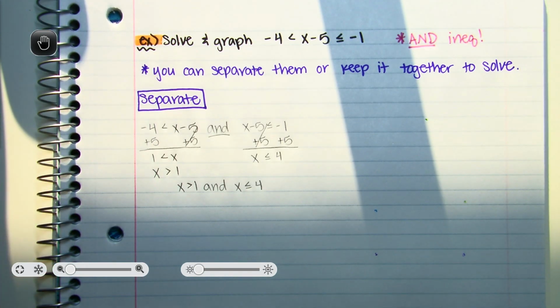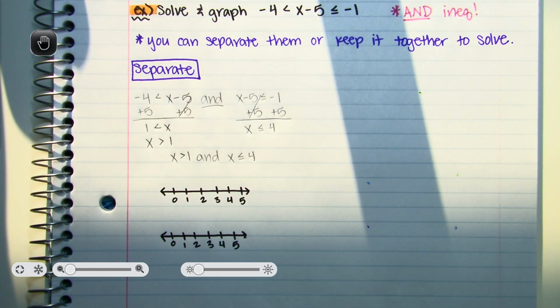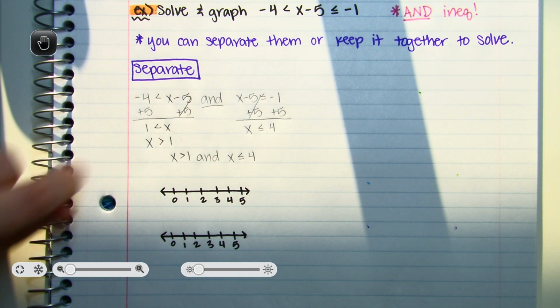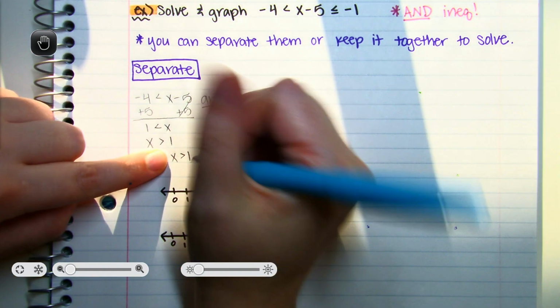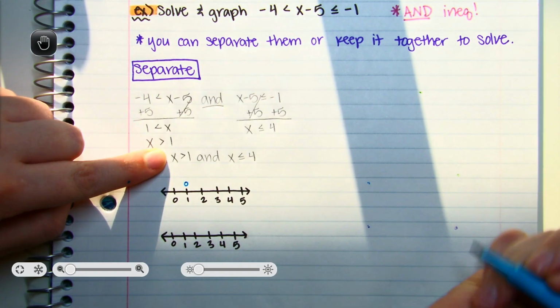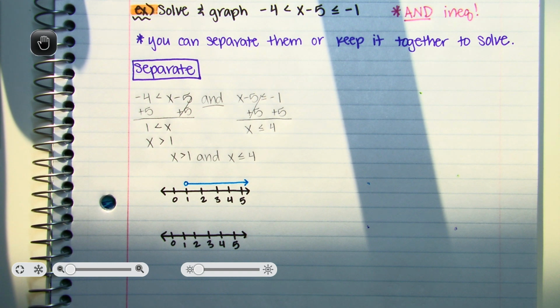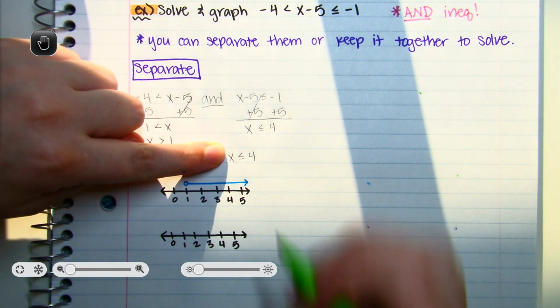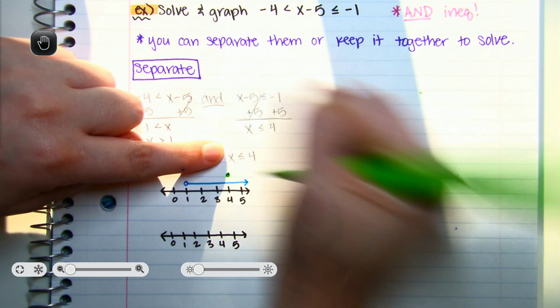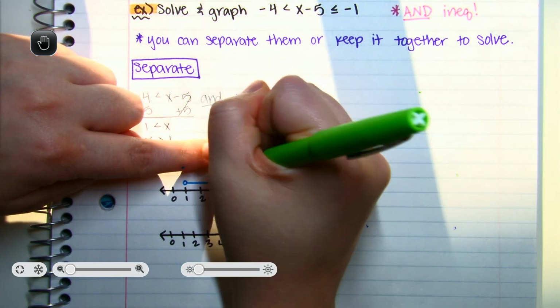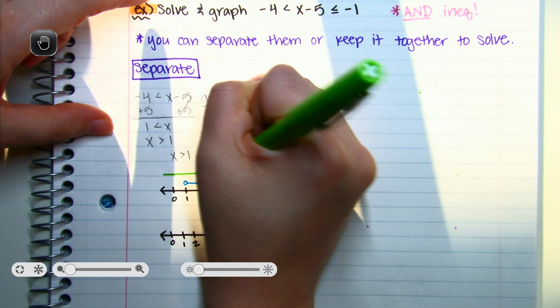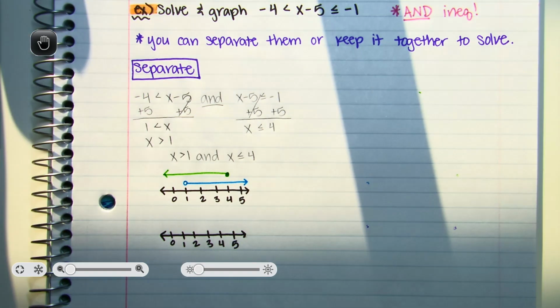Now when I graph this, there's my magically appearing number lines again. I'm going to graph this as two separate statements. So I'm going to have x is greater than 1. So put my open circle at 1. Greater than is everything bigger, so everything to the right. And then x is less than or equal to 4. So a closed circle at 4, and it's everything less than that, which is everything to the left, everything smaller.